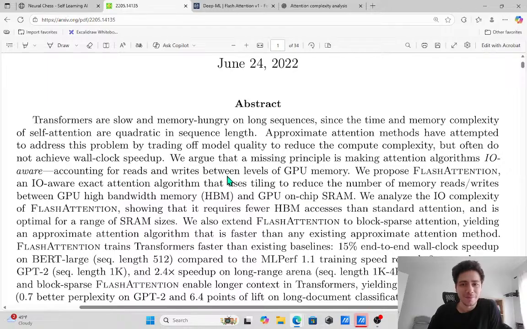Okay, that missing principle is making the attention algorithm I/O aware, accounting for reads and writes between levels of GPU memory.